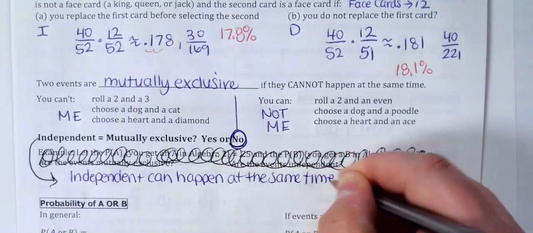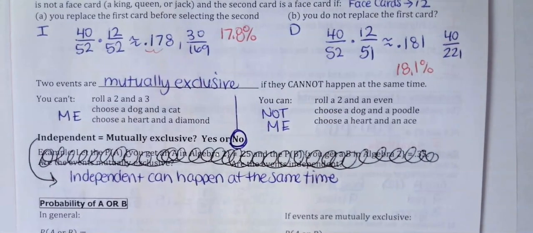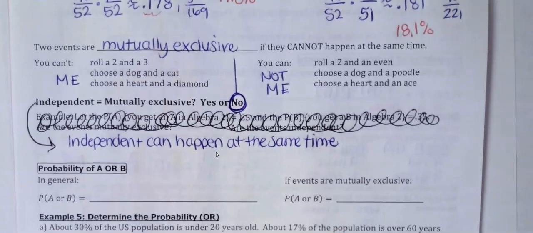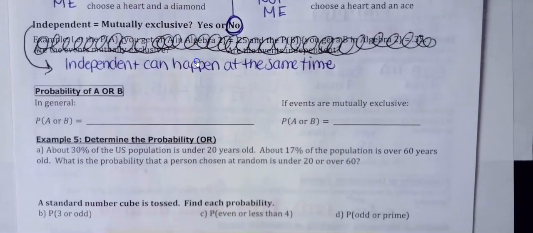Mutually exclusive cannot happen at the same time, but independent can happen at the same time. Like I could draw a card and flip a coin. Those are two things. They're not affecting each other, but they could happen at the same time. Mutually exclusive cannot happen at the same time. Now, I have two different formulas here for these, but we're going to switch into some or statements.